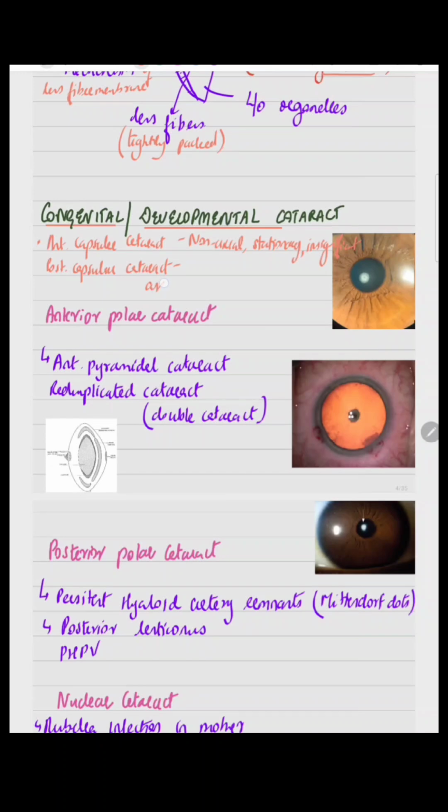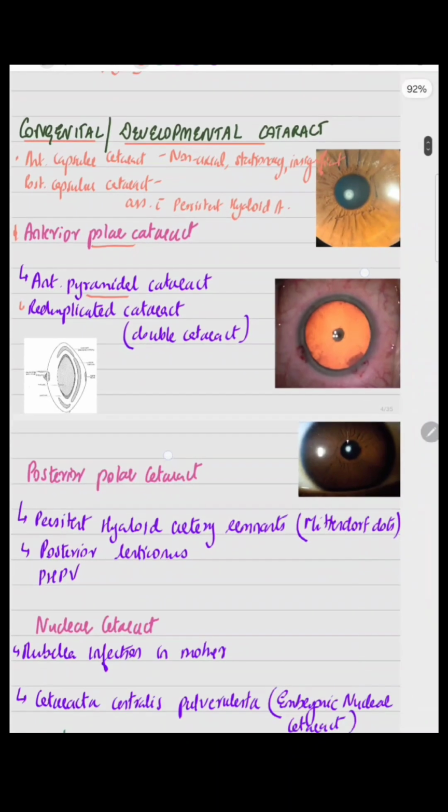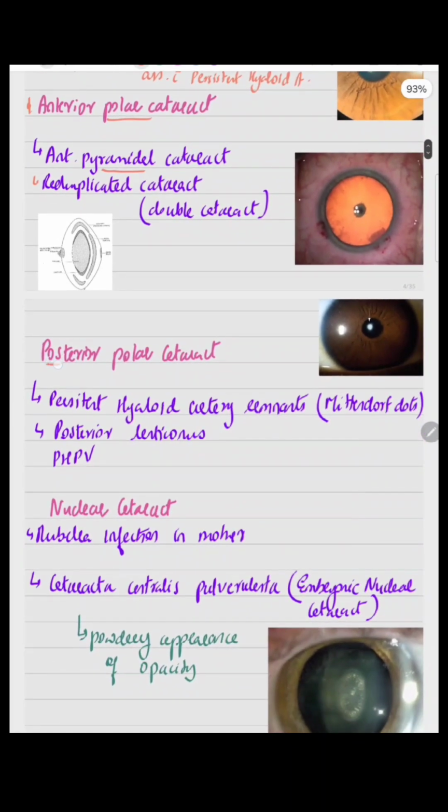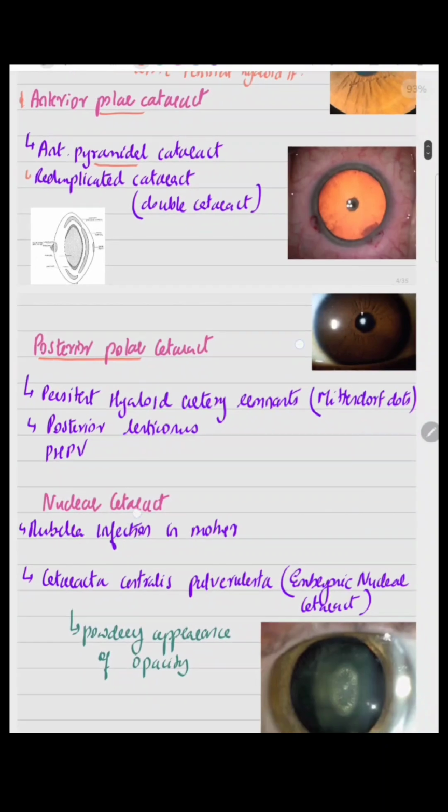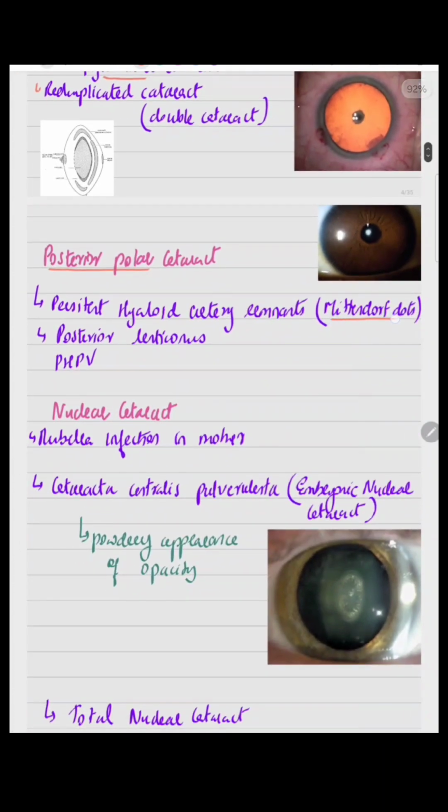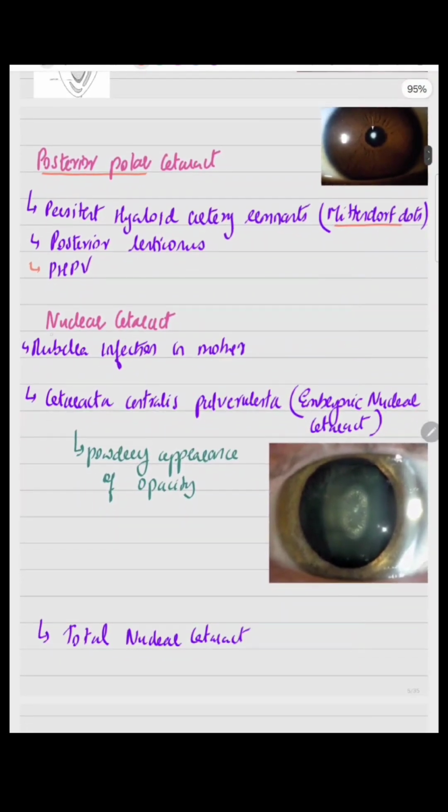Posterior capsular cataract is associated with persistent hyaloid artery remnants. Then next is anterior polar cataract, which can be anterior pyramidal cataract or reduplicated cataract, that is double cataract. Next is posterior polar cataract, which can be due to persistent hyaloid artery remnants, Mittendorf dots, posterior lenticonus, or persistent hyperplastic primary vitreous. Next is nuclear cataract, which is because of rubella infection in the mother in the first trimester.